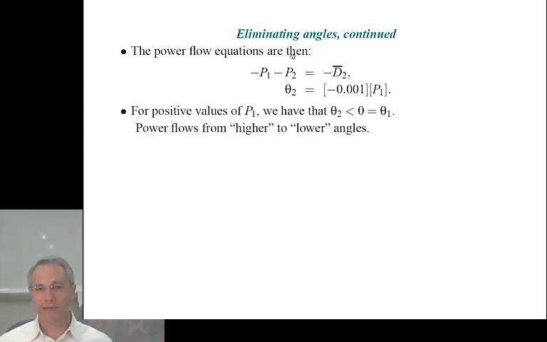We then finally write down the power flow equations explicitly. Power balance, and theta 2 is equal to minus 0.001 times P1. Notice that if P1 is positive, that is to say we're injecting power at bus 1, as we'd normally expect in a generator, that would produce theta 2 being a negative number times P1, which would result in theta 2 being less than 0, less than theta 1, and that is an example of the familiar observation of power engineers that power flows from higher to lower angles.